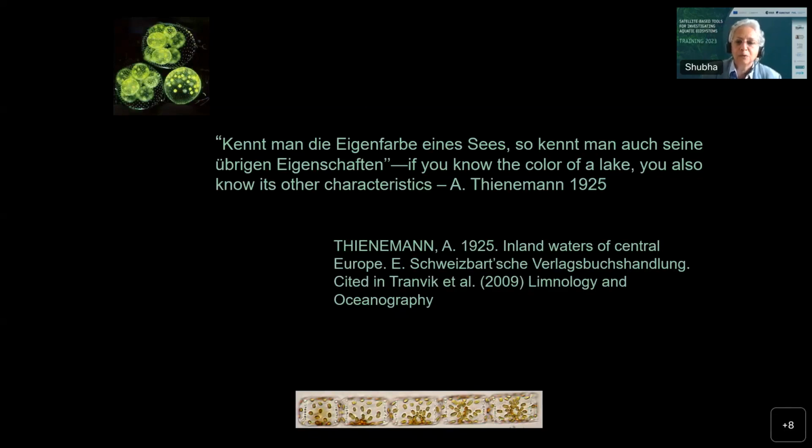And I quote a scientist called Thienemann. In 1925, he said, if you know the color of a lake, you also know its other characteristics. So once again, this is not anything new. Clever scientists knew that before. And let me stop there.